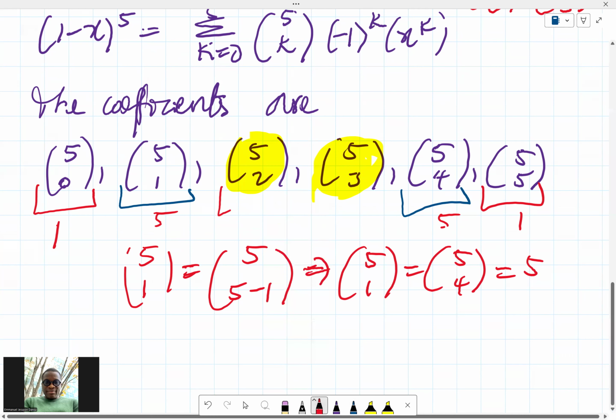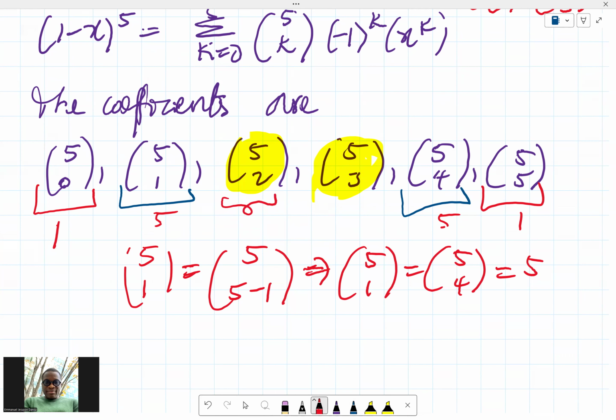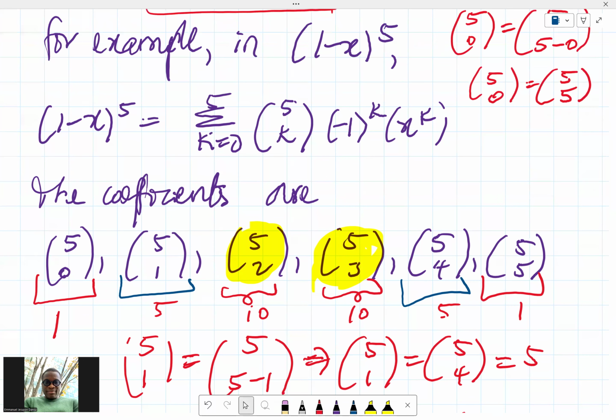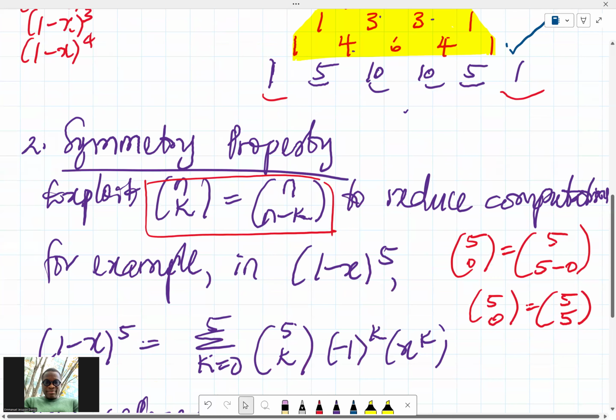So here, let me do it this way to make it different. This and this, they are 10 each, because 5 combination 2 is the same thing as 5 combination 5 minus 2. That implies that 5 combination 2 is equal to 5 combination 3. That's always a standard, which is 10 each. And you see, that's why you have 1, 5, 10, 10, 5, 1 up there.